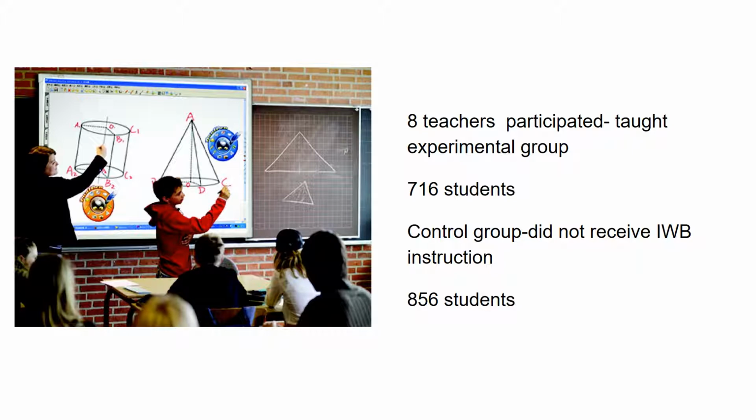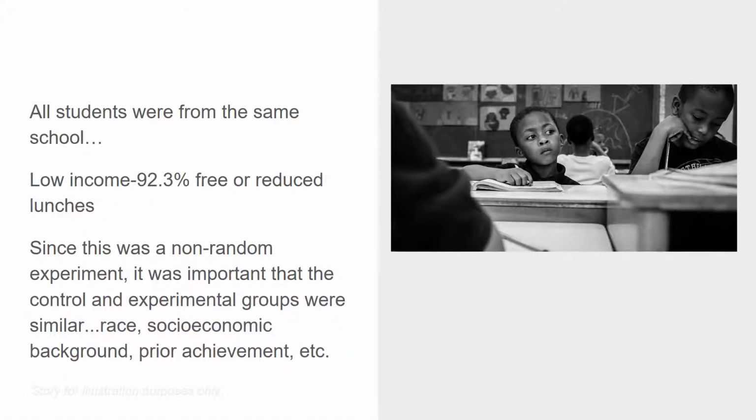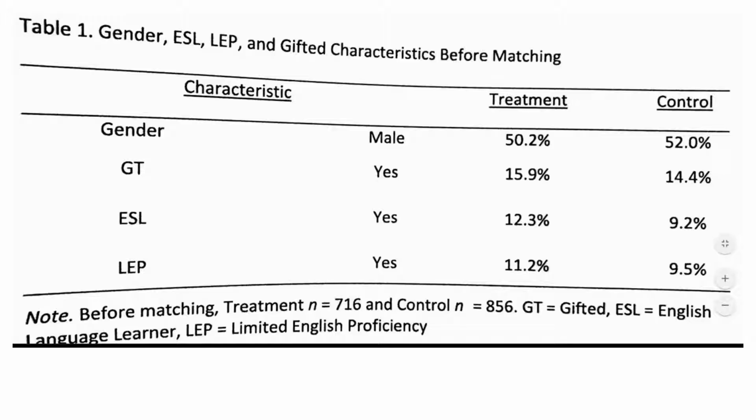Now, because it was not random, the students all had to be very similar in their status. So they were all from the same school. They were all low income, and this one in particular had 92.3% of either free or reduced lunches. They had to be the same race, background, prior achievement in the subject. So they purposely picked the students that they chose.